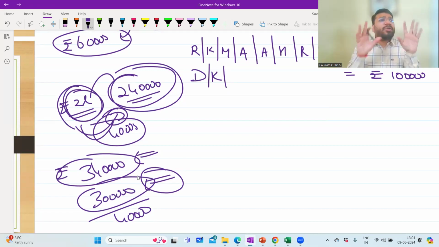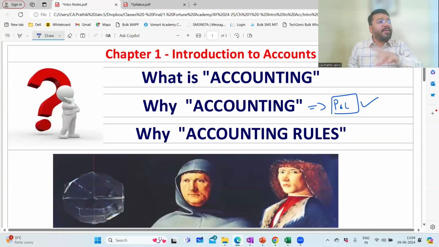I've not got into the depth. So three questions that we are discussing today: what is accounting? Why accounting? Why accounting rules? Are we clear? What is accounting? Accounting means to count.